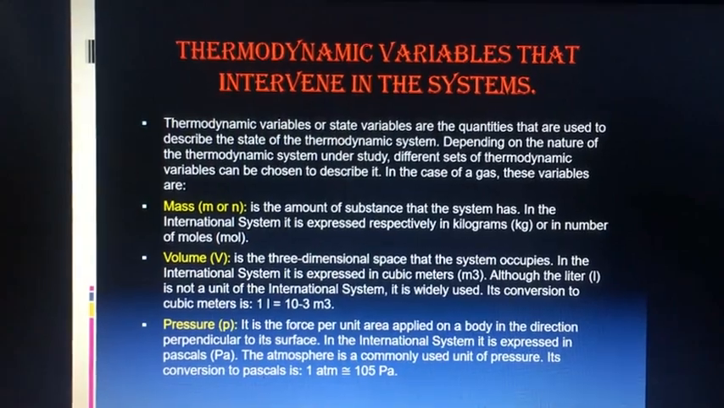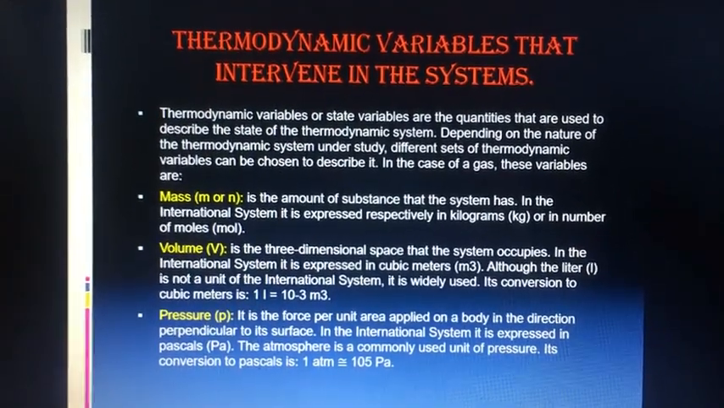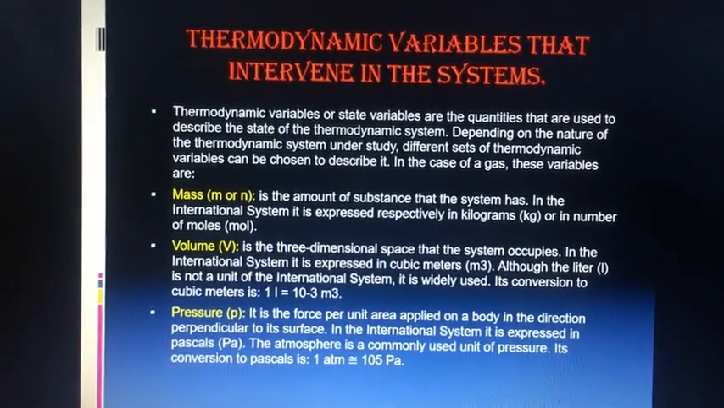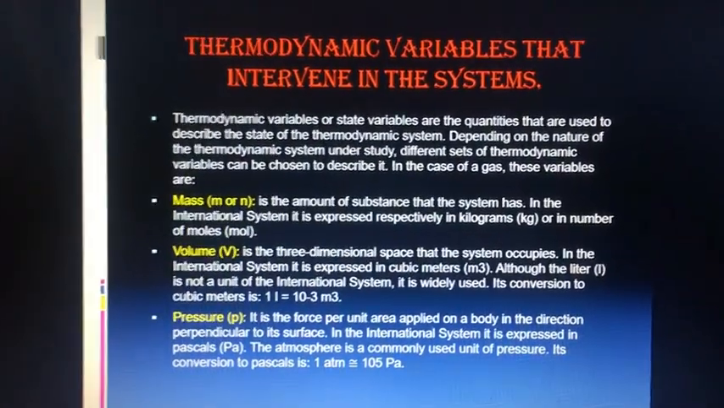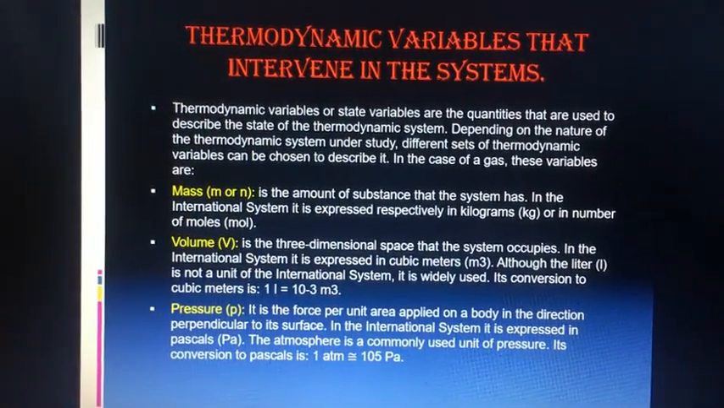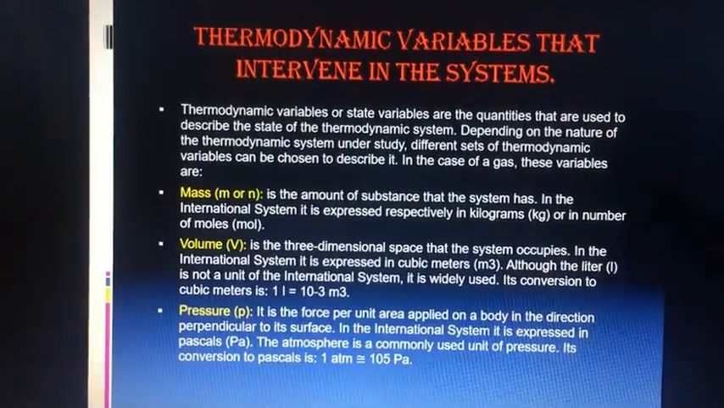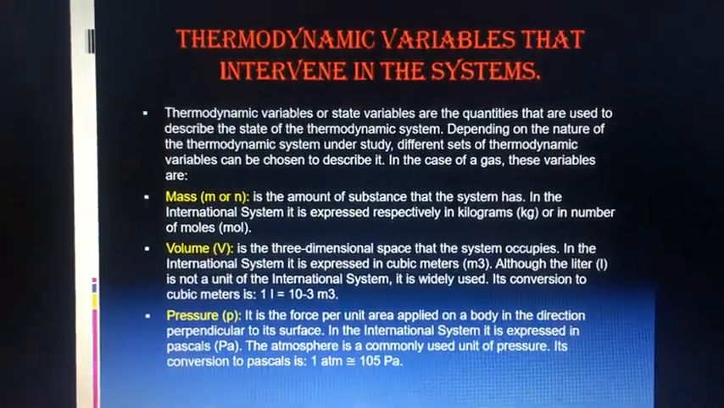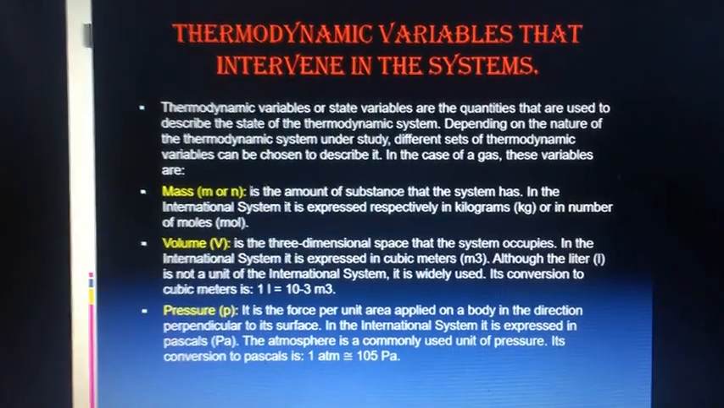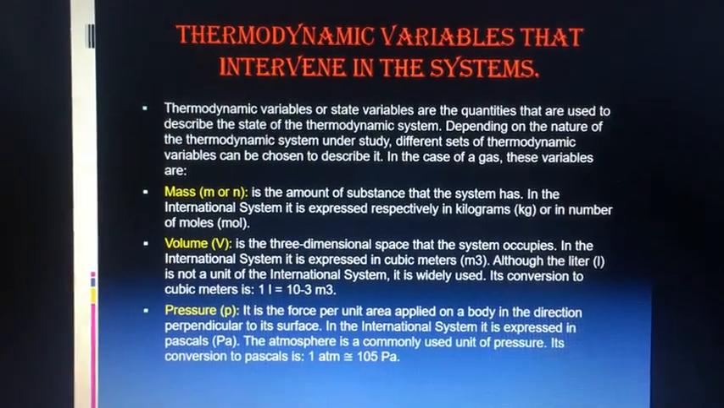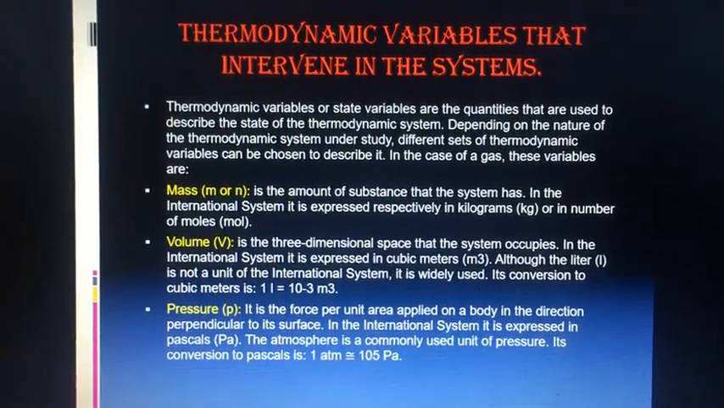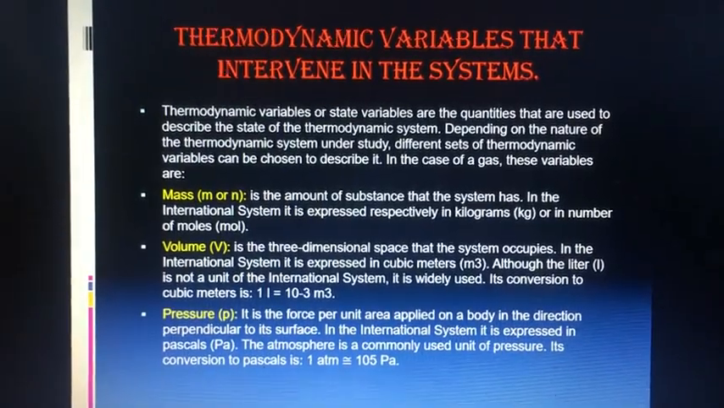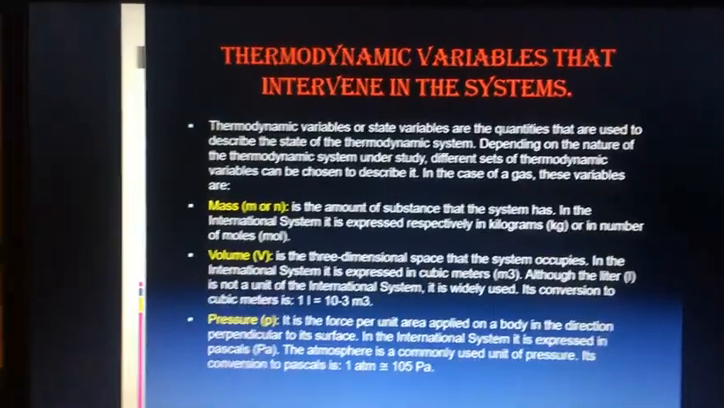In the case of the gas, these variables are: mass, m or n, is the amount of substance that the system has. In the international system, it is expressed respectively in kilograms or in number of moles.